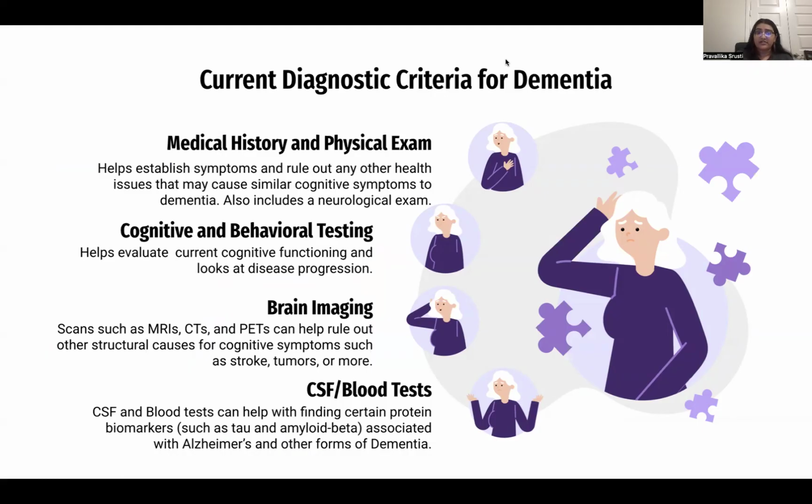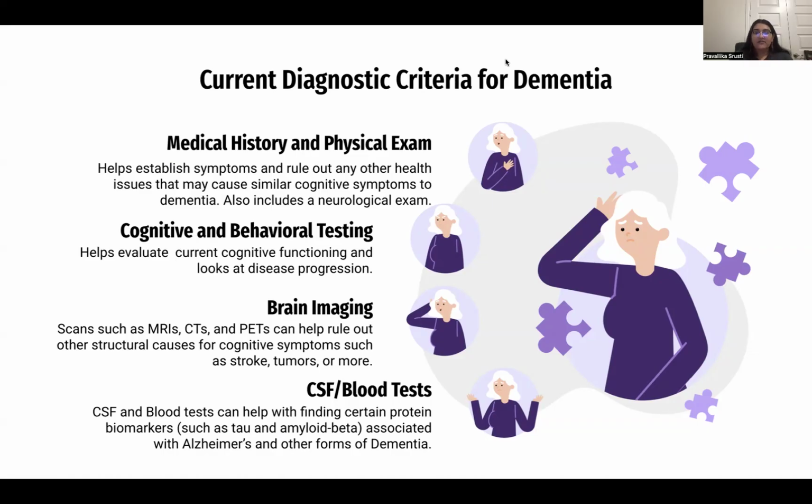You start with the medical history and the physical exam, and this helps establish your symptoms and rule out any other health issues that may cause similar cognitive symptoms to dementia. This also includes a neurological exam, and this can help rule out something like a vitamin deficiency, where it's quite easy to get treated quickly. And you might be able to see a much more rapid change.